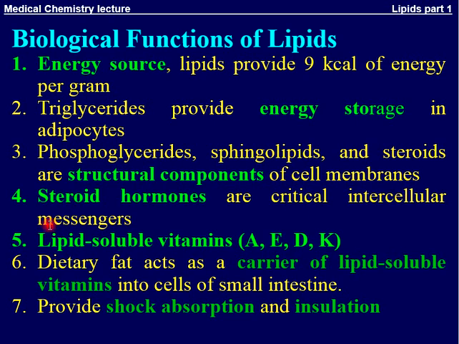Lipids help with the lipid-soluble vitamins A, E, D, and K. These vitamins are very important in the body, but unfortunately they cannot dissolve in the body. So lipids can aid in dissolving these vitamins and carry them into the cells of the small intestine, in order to travel with the blood to the cells that need them. Lipids can also provide shock absorption and insulation.